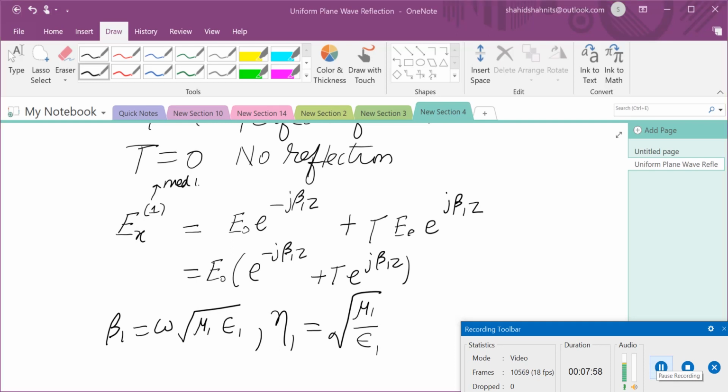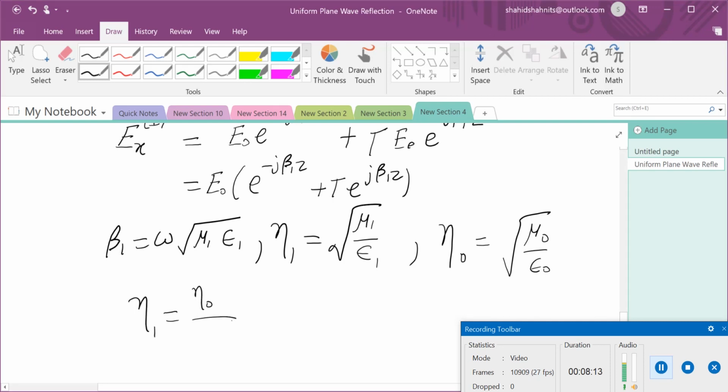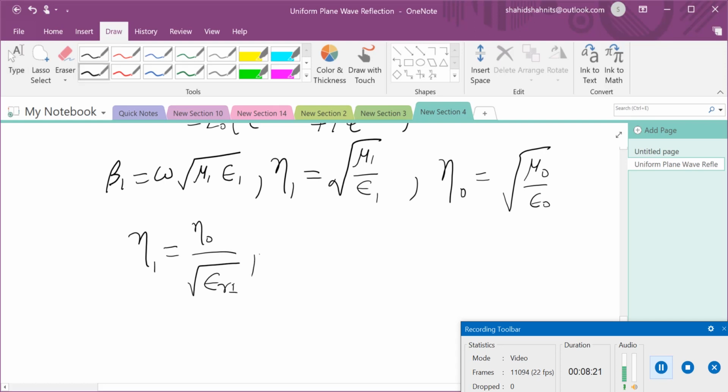We can also write this in terms of eta naught. What is eta naught? Eta naught is the square root of mu naught by epsilon naught. It is for free space. So we can also write eta 1 as eta naught divided by the square root of epsilon r1, the relative permittivity. This you can easily see by using the definition of the relative permittivity. And gamma is called the reflection coefficient.